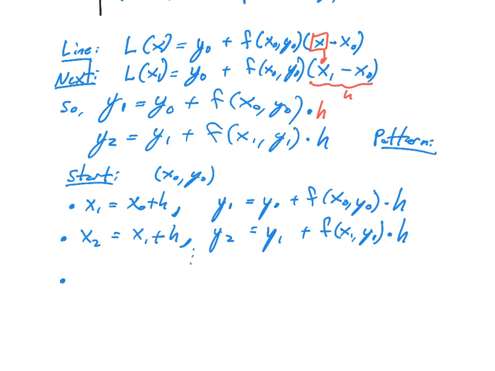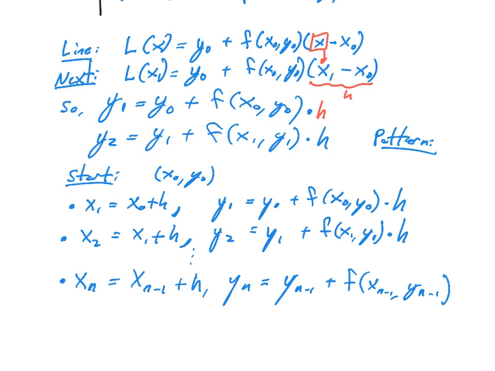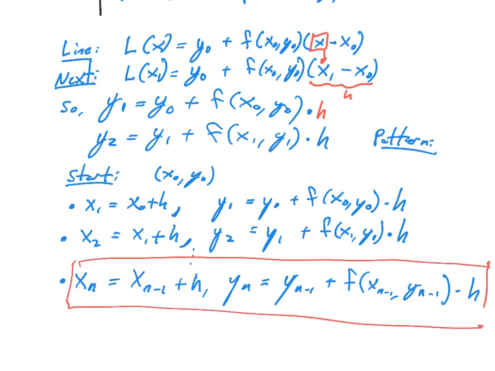So at the end, we're going to get x sub n is just the previous x sub n minus 1 plus h, comma, and our next y is just equal to the previous y plus the slope, f of x sub n minus 1, comma, y sub n minus 1, times our step size. And this is basically what I'm going to call Euler's formula. I'll do an example, and then I'll show you the error bound for that.